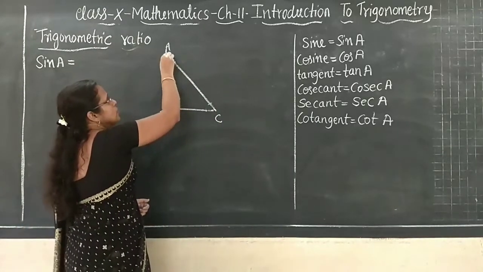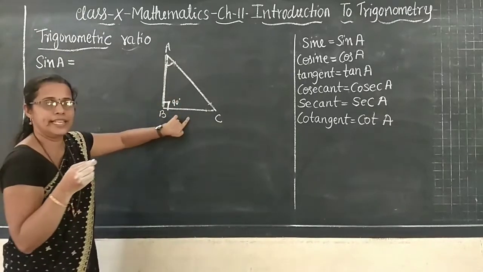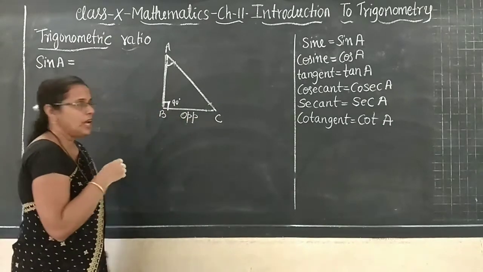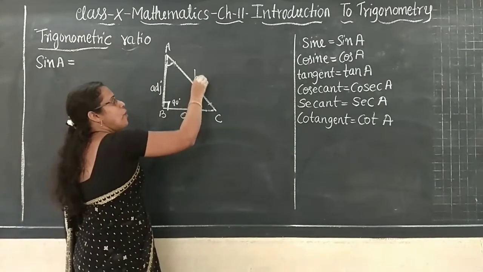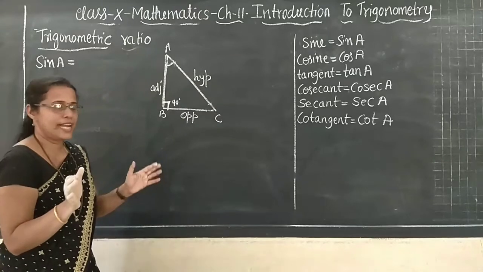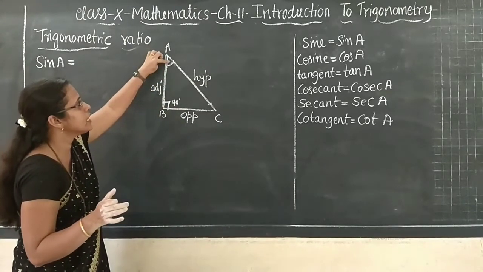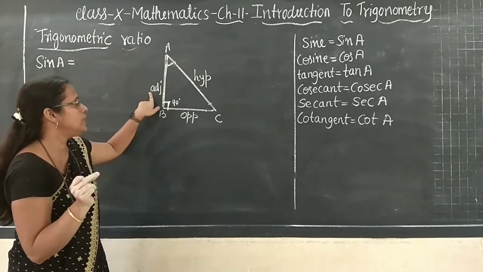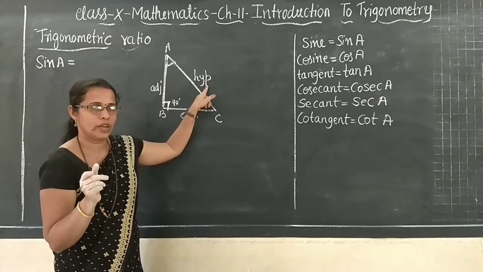Sine A said now. We'll do this. Sine A. Sine A front, which side is there, that is called as opposite. Then adjacent. Then hypotenuse. First like this you have to write. Then you will understand what are the different sides here. So first, which we mark, that front side is called as opposite. Then this is called as adjacent. This is called as hypotenuse.